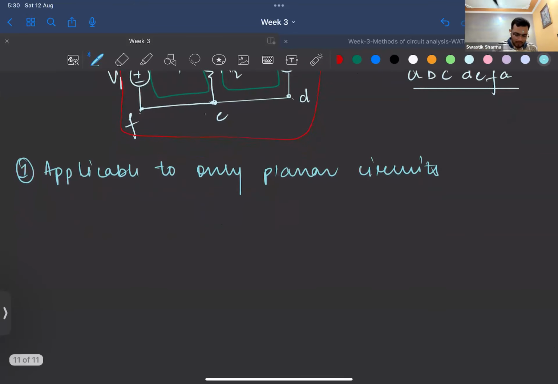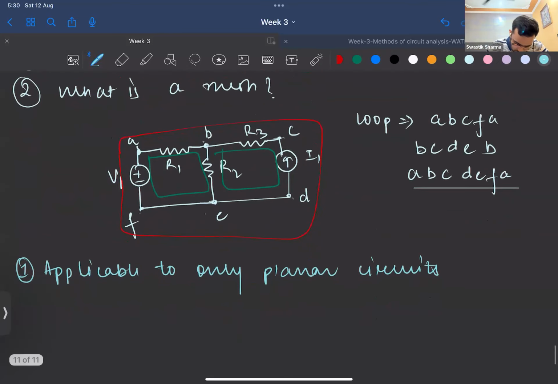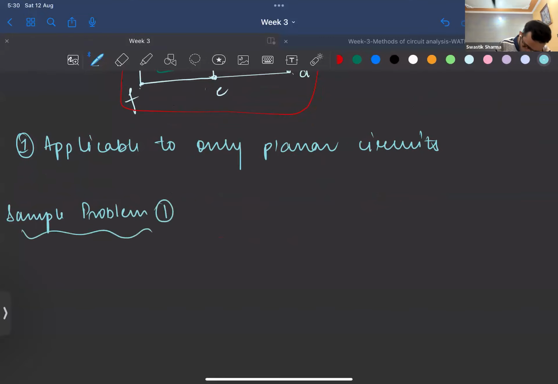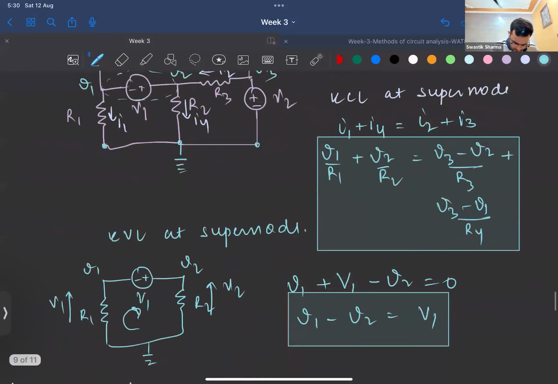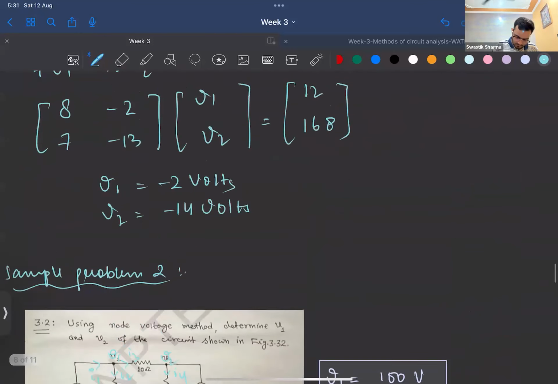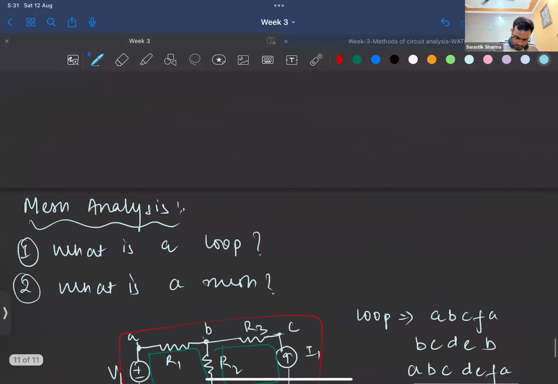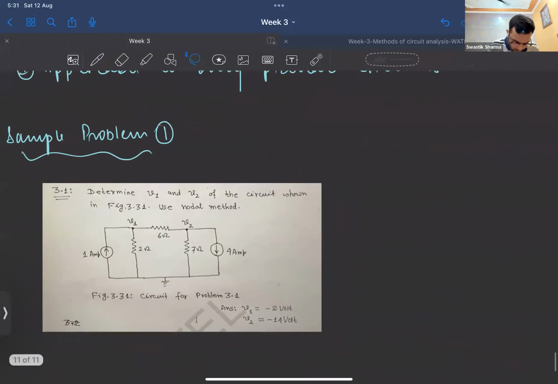That's one thing. And how much time? It's 5:30, right? Okay. So let's solve a sample problem. Let's solve the first problem, which we solved using node analysis. Solving a problem would be a better way to learn. Okay.